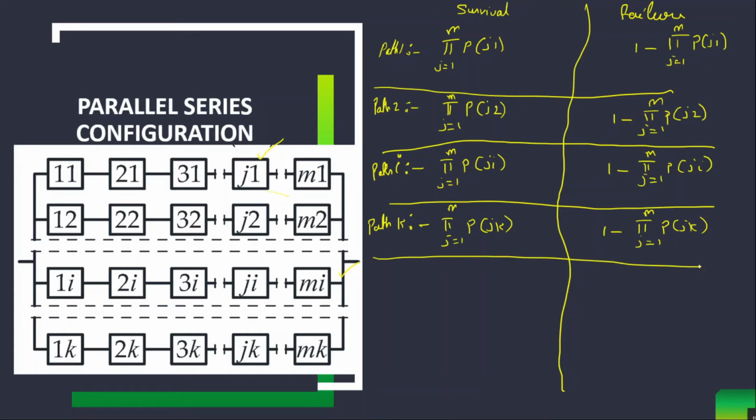So now what do we have? We have the probability of survival of each path. Similarly, we have the probability of failure of each path.